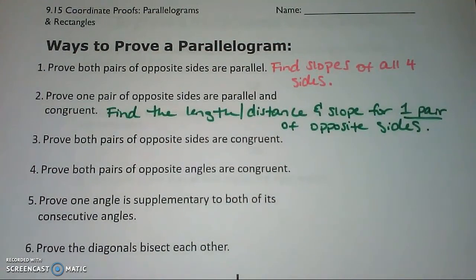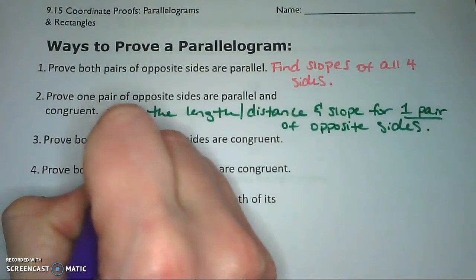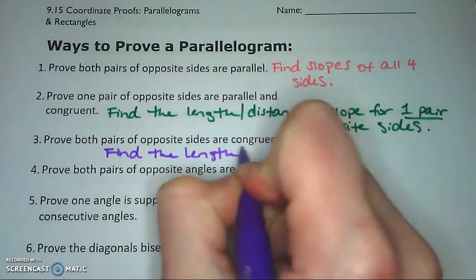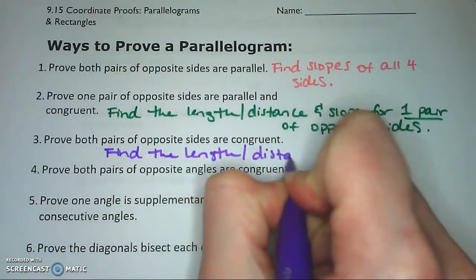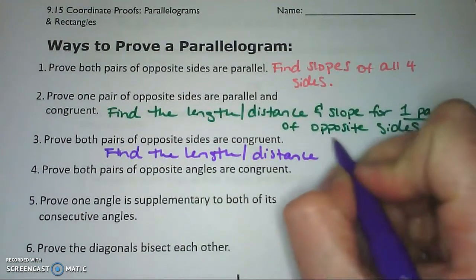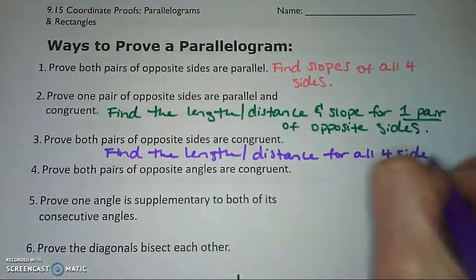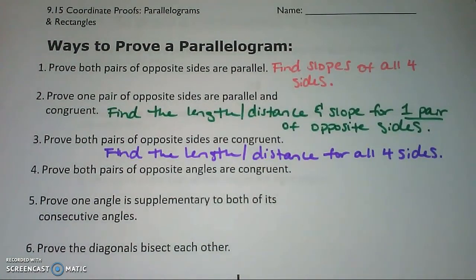Third way, prove both pairs of opposite sides are congruent. So we'd want to find the length / distance for all 4 sides. Again, if both pairs of opposite sides are congruent, then you're going to have a parallelogram.